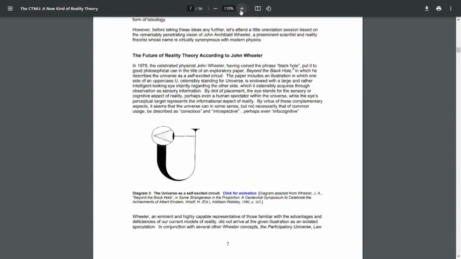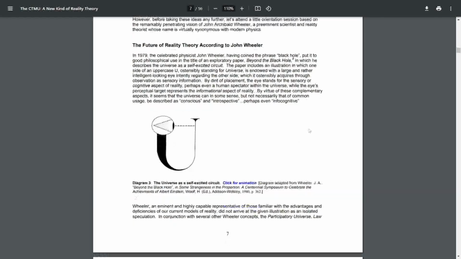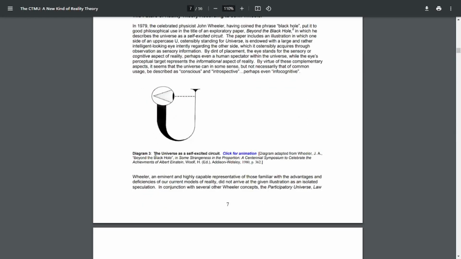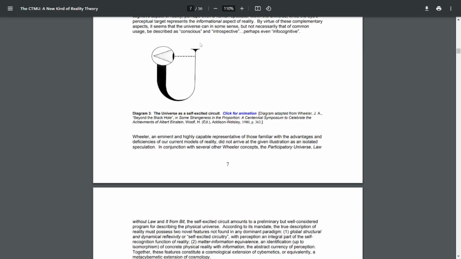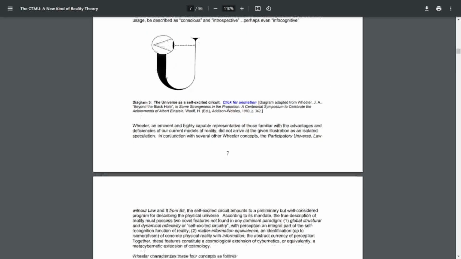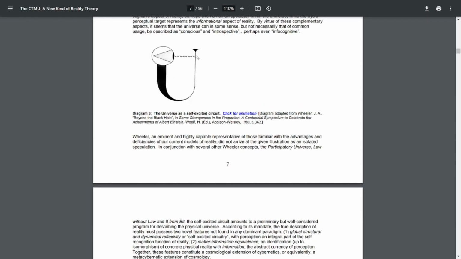Here, there we go. What would this animation be? Into here, this dotted line maybe going towards the eye. Something like that. But yeah, I think that's a very good description. Self-excited circuit. And if it's a circuit, you would assume that there is probably feedback in both ways. Some kind of self-objectification and then feedback.